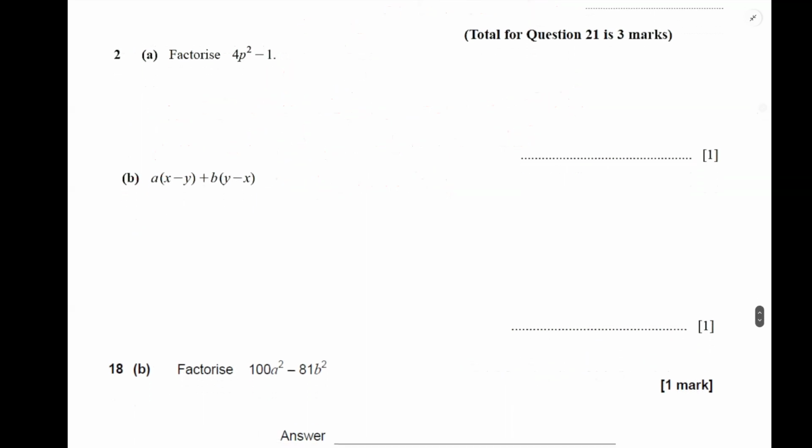Okay, I'll go with a square negative b square. 2b whole square negative 1 squared. 1 is itself a square number. So it would be 2b plus 1 and 2b negative 1.